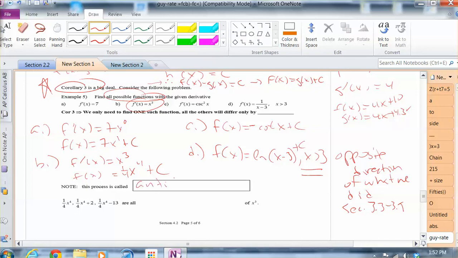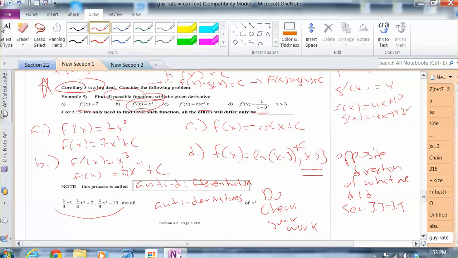So this process is called anti-differentiation. So we're doing the opposite of differentiation, where we have the derivative, we want to get back to the original function. And the way you can check your work is to take your original function, take the derivative, and see if it gets back to what was given to you when you were given the derivative function. So this right here, 1/4 x^4, 1/4 x^4 plus 2, 1/4 x^4 minus 3, they're all anti-derivatives of x cubed.